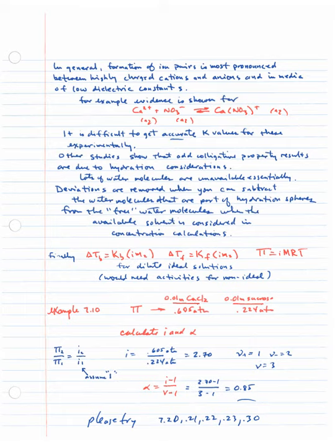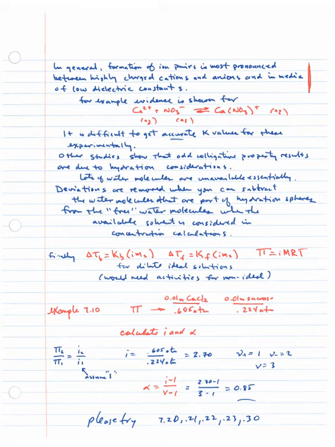But anyway, I mentioned that i can be something other than an integer when you have ion pairs forming. That's a real challenge. I said that in general, formation of ion pairs is most pronounced between highly charged cations and anions and in media of low dielectric constants.